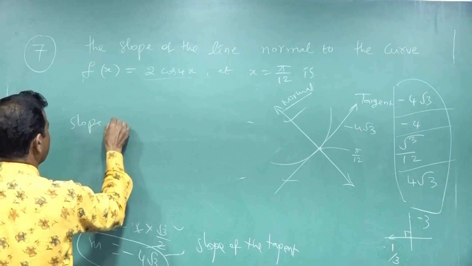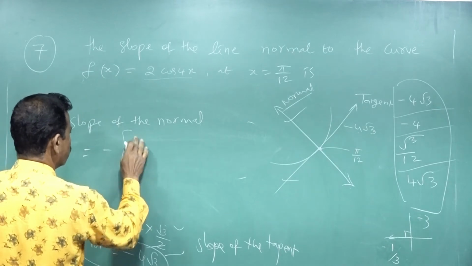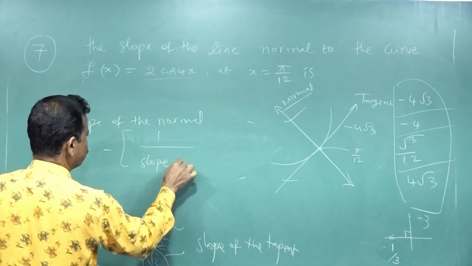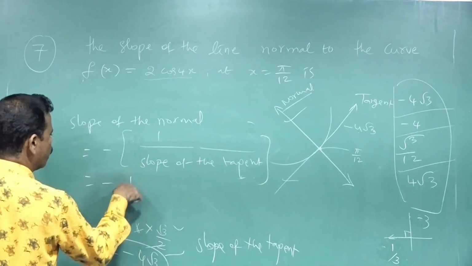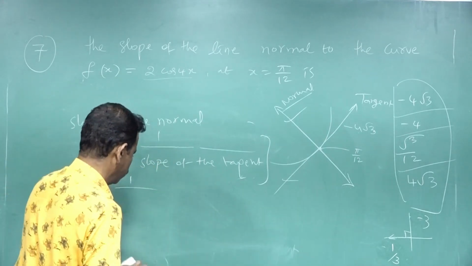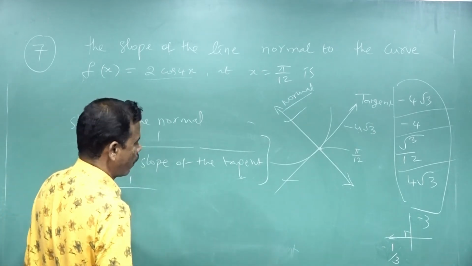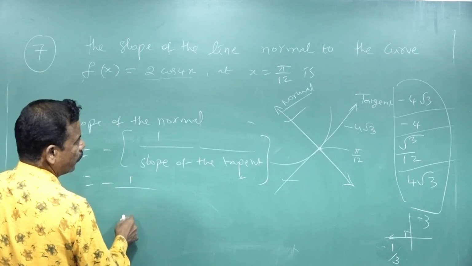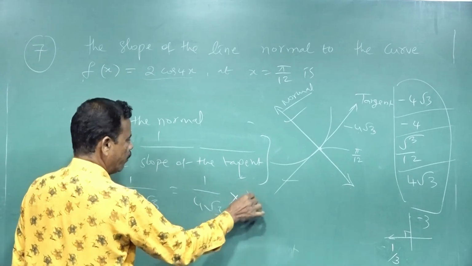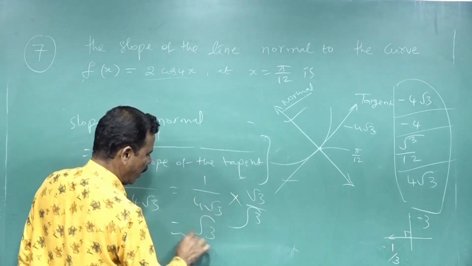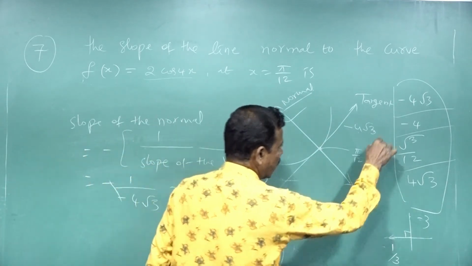Slope of the normal is equal to minus 1 by slope of the tangent. So minus 1 by minus 4 root 3. Minus minus cancels. It is 1 by 4 root 3. Here multiply root 3 by root 3. Then root 3 times root 3 is 3, 4 into 3. So root 3 by 12. Root 3 by 12 is the right answer.